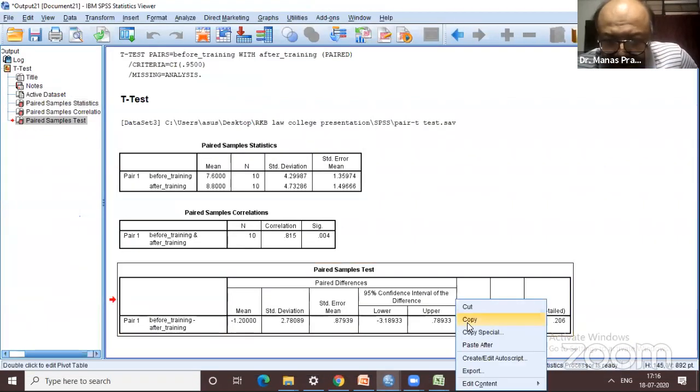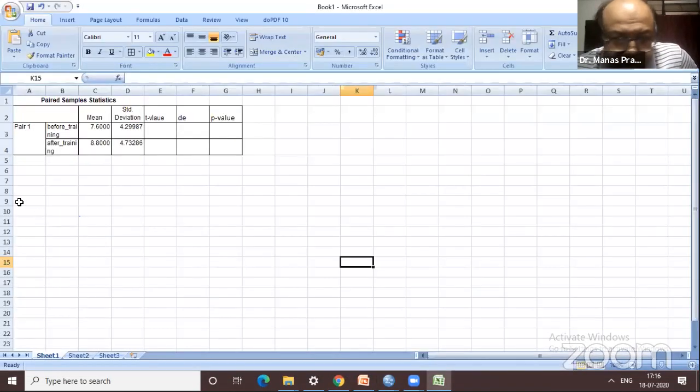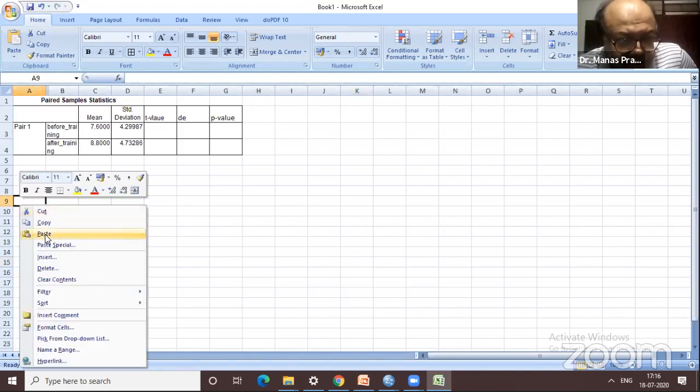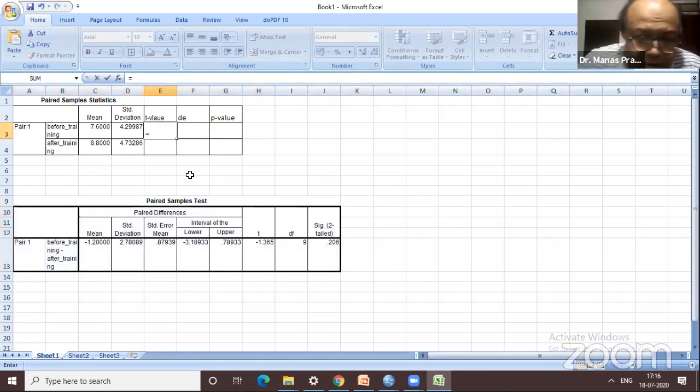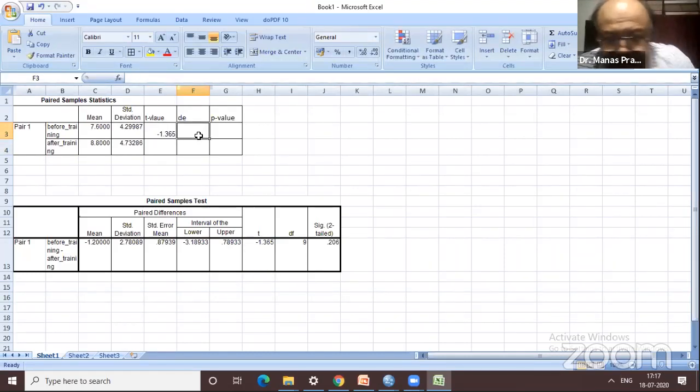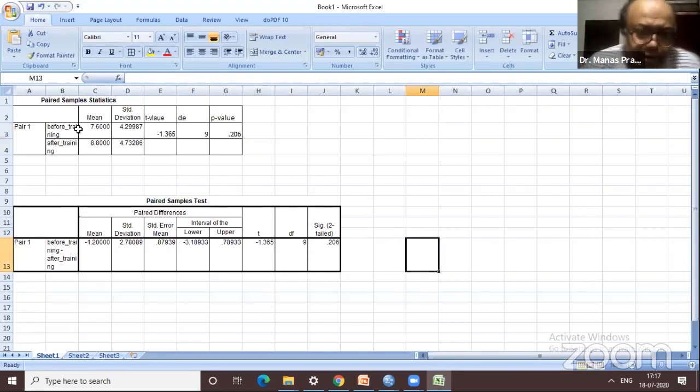there is always an option to modify these tables. SPSS gives a lot of information. The information is important, but for presentation purposes I think it is not very important. So this is the t value, this is the degrees of freedom, 9, and this is the p-value. This table can be very easily converted to Word, and you can present it.